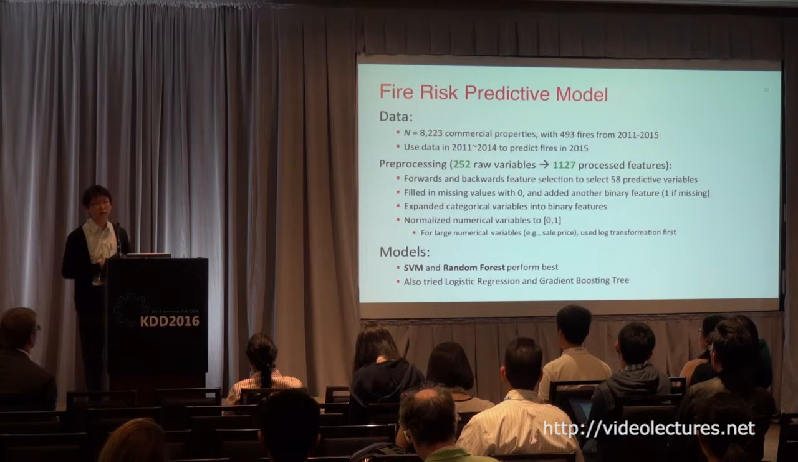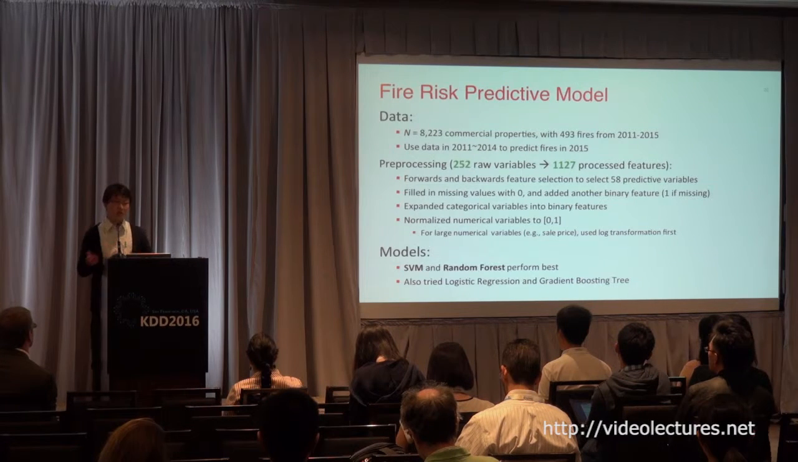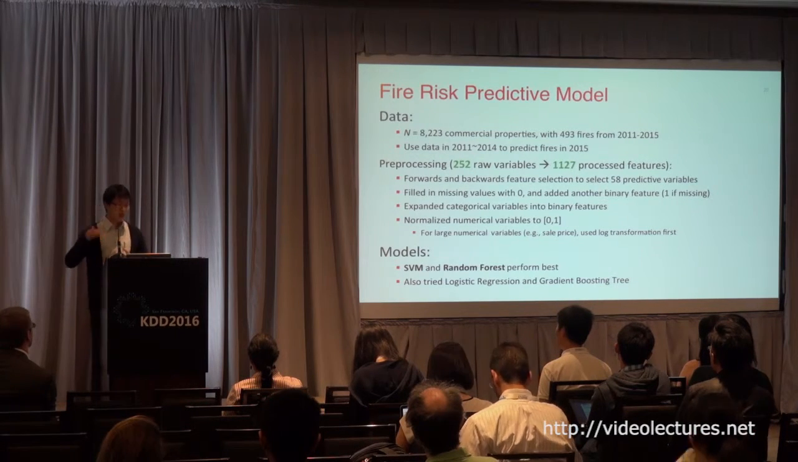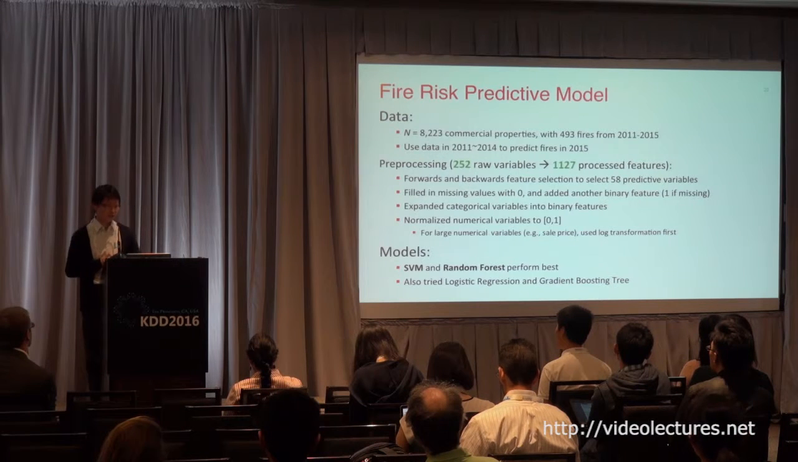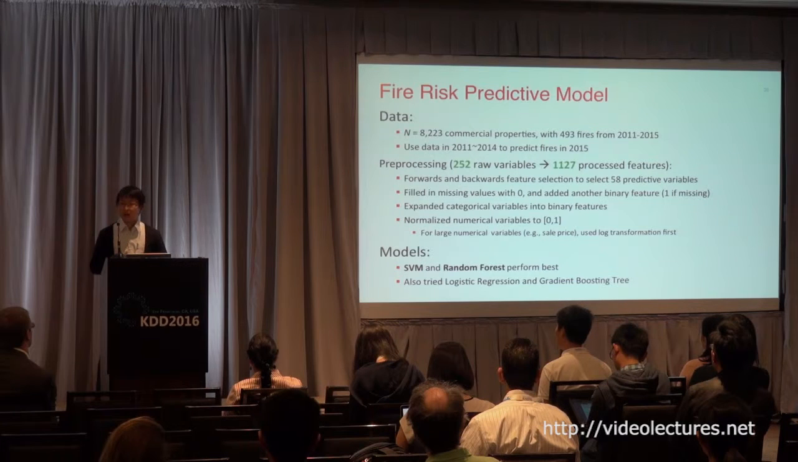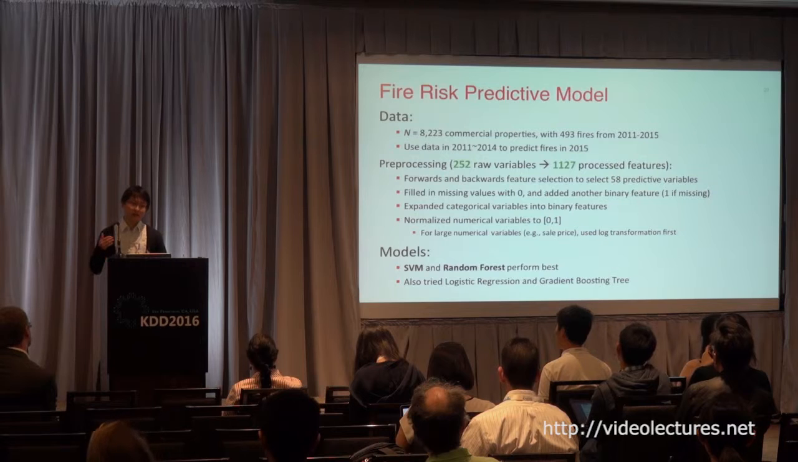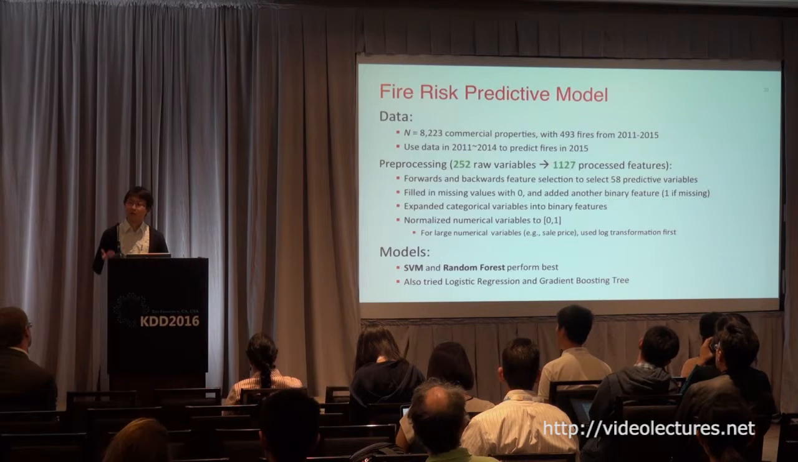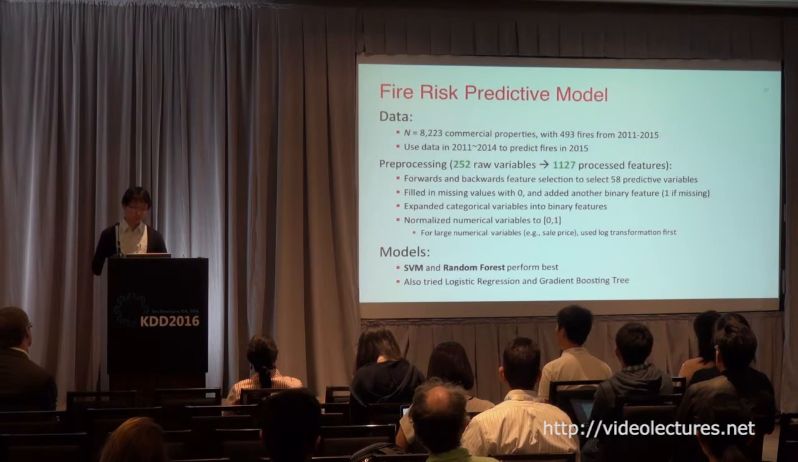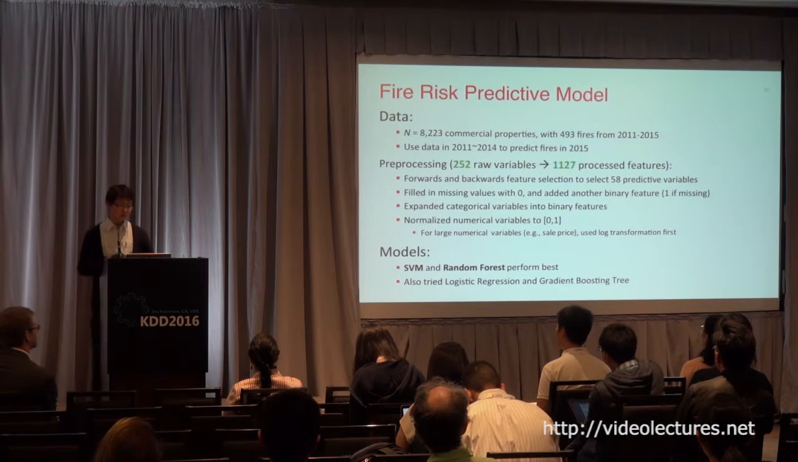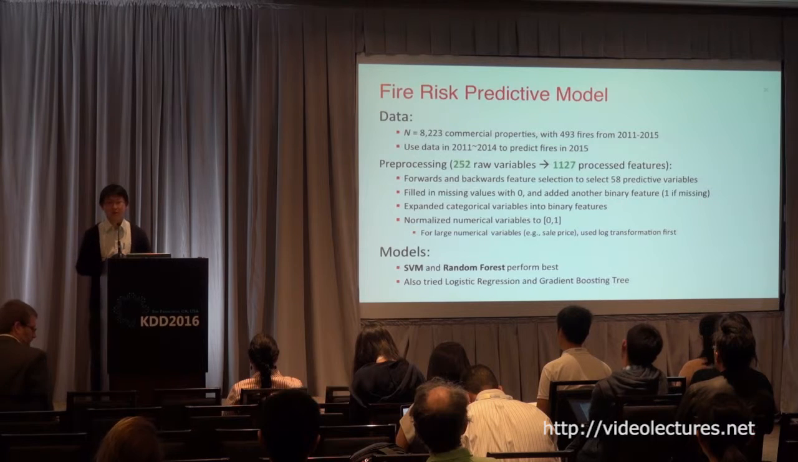And for numerical values, we normalized them into 0 to 1. But for large numerical variables like sale price, we first used log transformation. And for machine learning models, we tried several popular algorithms like logistic regression, SVM, gradient boosting tree, and random forest. Among them, we found that SVM and random forest perform best.